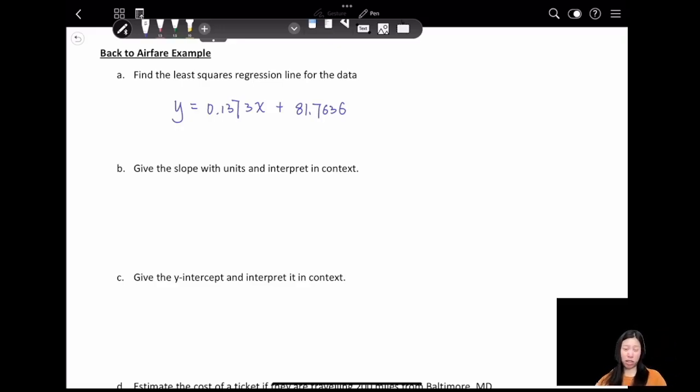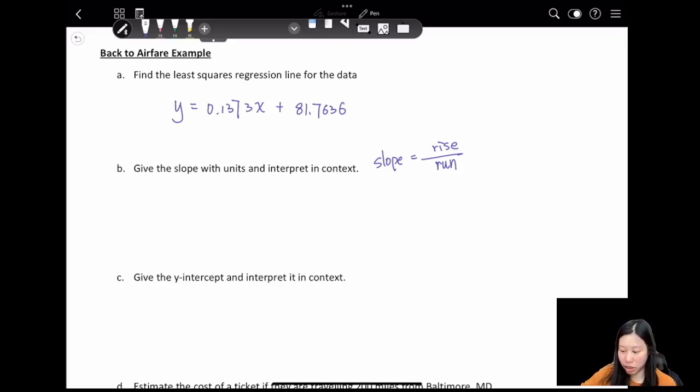It's really hard for us to calculate without the help of the computer, so try to use GeoGebra. Don't do it by yourself. Okay, give the slope of the unit and interpret it in context. So the slope is what? The slope is 0.1373.